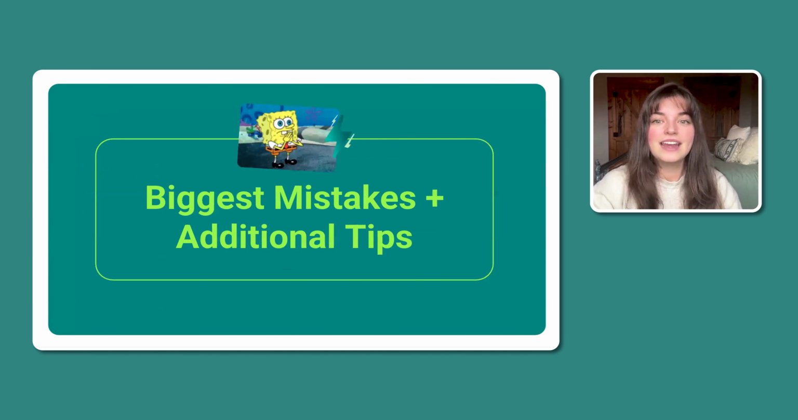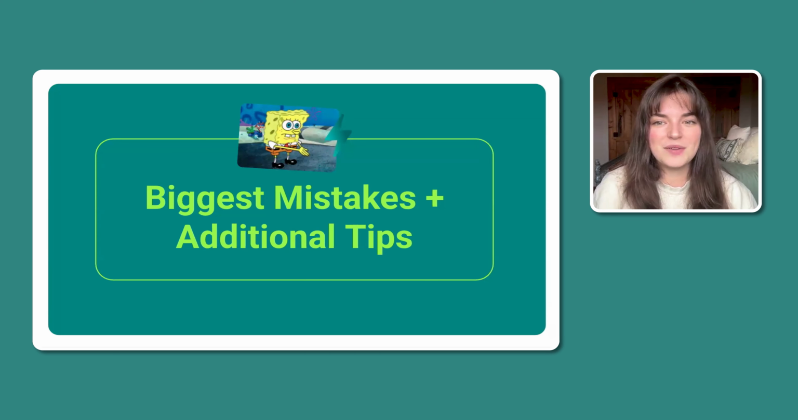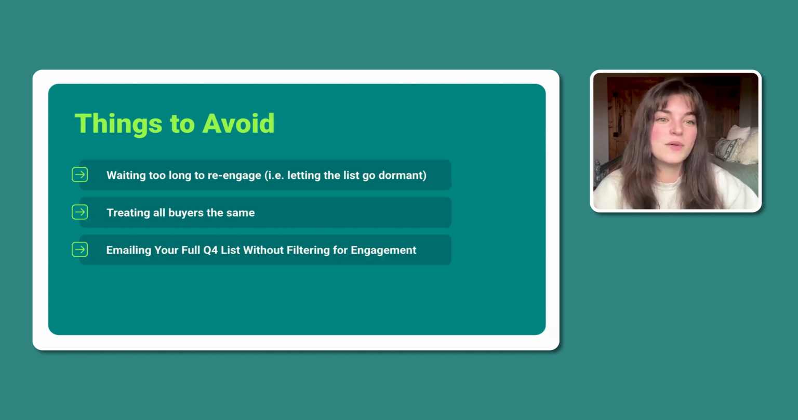All right. Now that we have done a deep dive into these segments, let's chat about the biggest mistakes and things to avoid in Q1. Plus, I can't leave you without providing some additional tips. All right, so things to avoid. Waiting too long to re-engage. We've already discussed this. If you don't prioritize your relationship with these contacts, they will eventually leave.